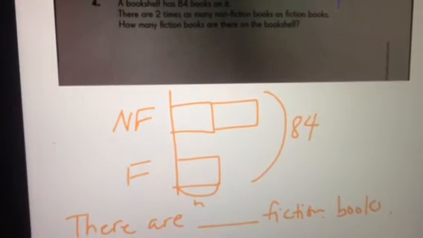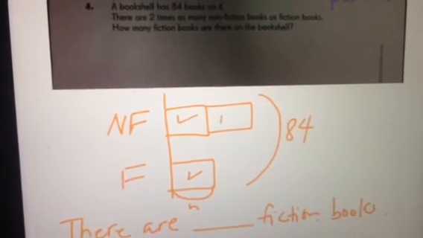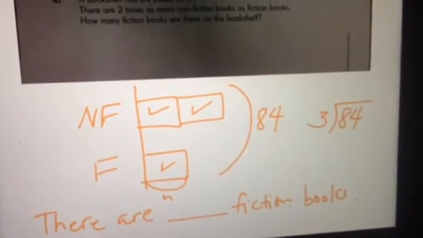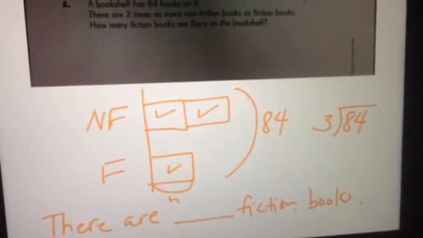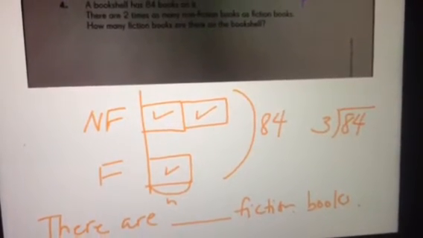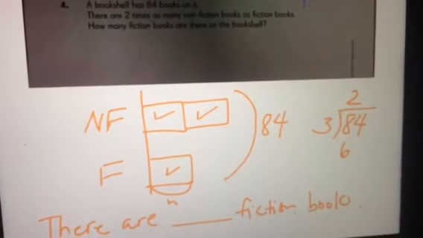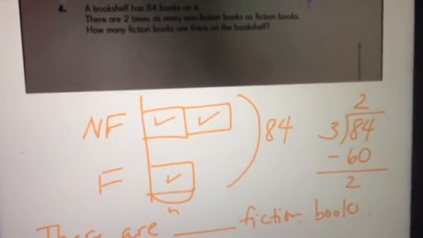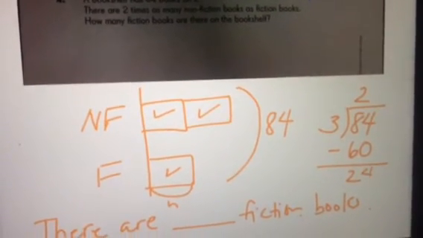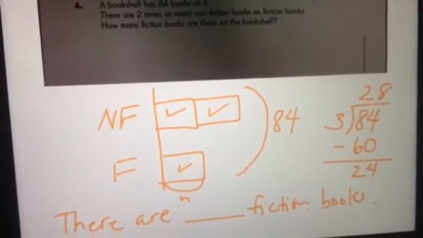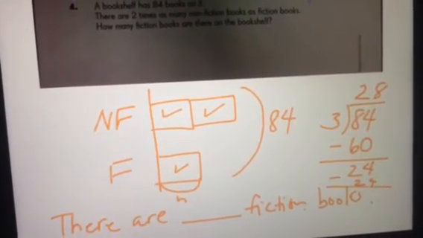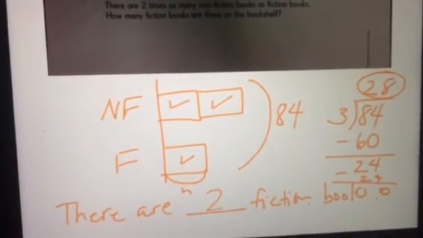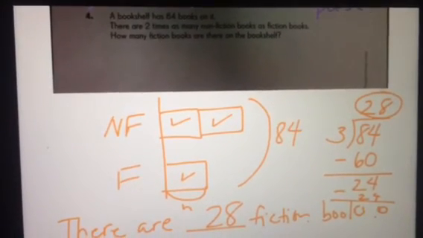So we need to count the units. There are 1, 2, 3 units total. So let's divide 84 divided by 3 to see how many books there are in each unit. 3 times 2 is 6 tens. 8 tens minus 6 tens is 2. Bring down the 4. 3 times 8 is 24. You subtract to get 0 remainder. So the answer is 28 fiction books.